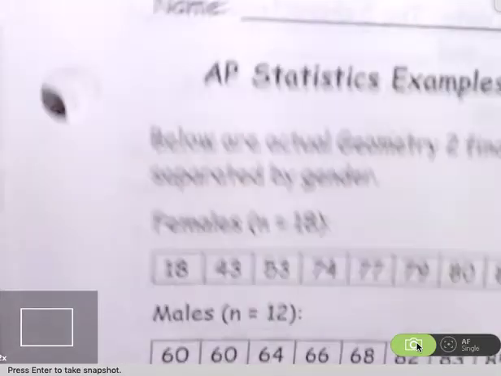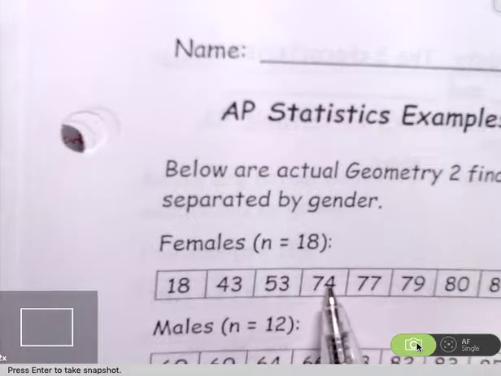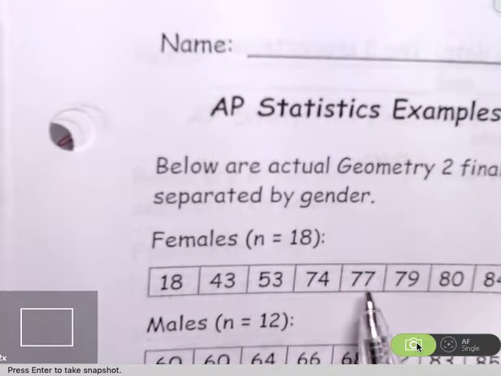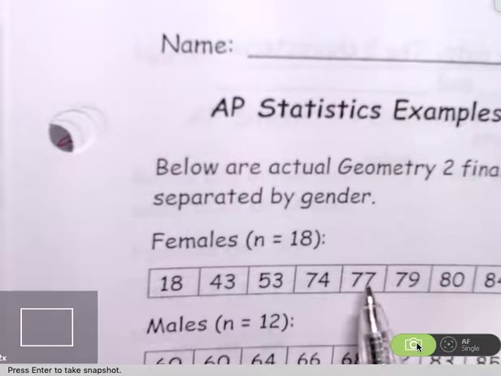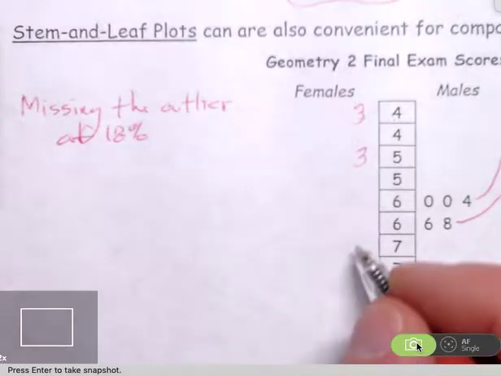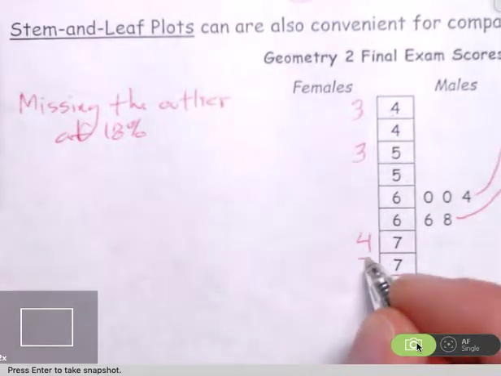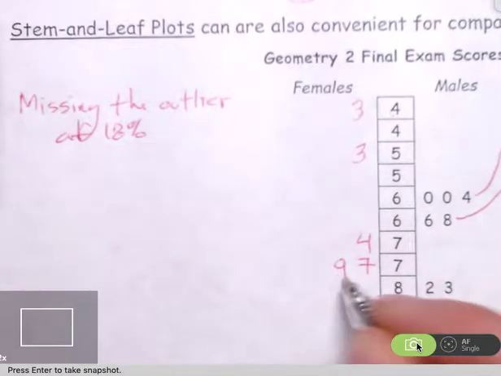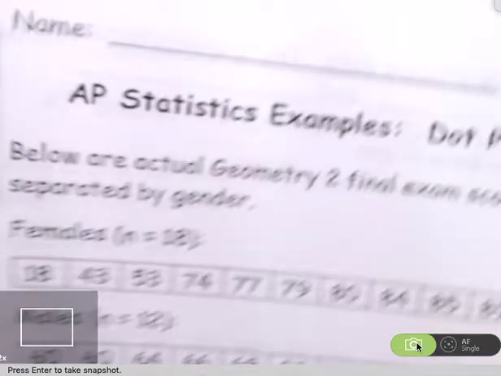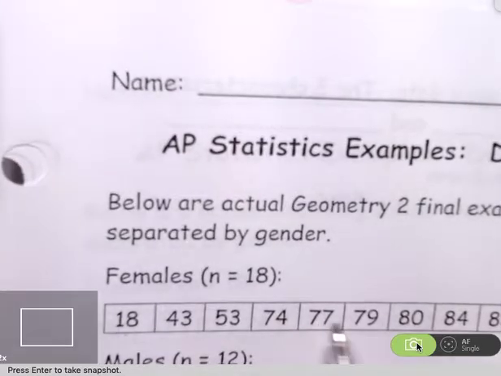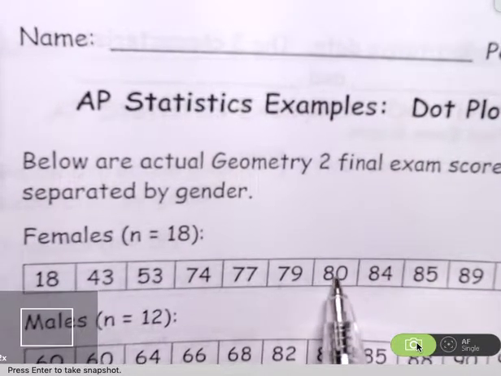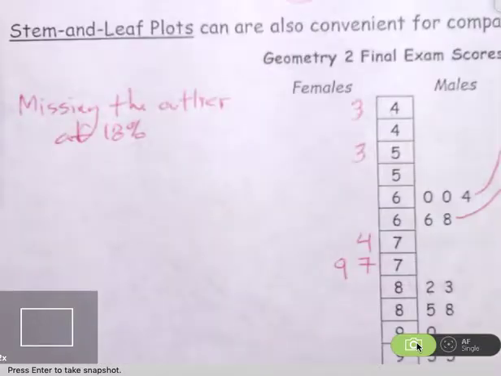So the next score, there is one score in the low 70s, so I have a leaf of 4 there. There are 2 scores in the high 70s, so I need a leaf of 7 and 9 there. So I have a 4. Then here I need a 7 and a 9. There's the 74%, the 77%, and the 79%. There are 2 leaves in the low 80s, 80 and 84%.